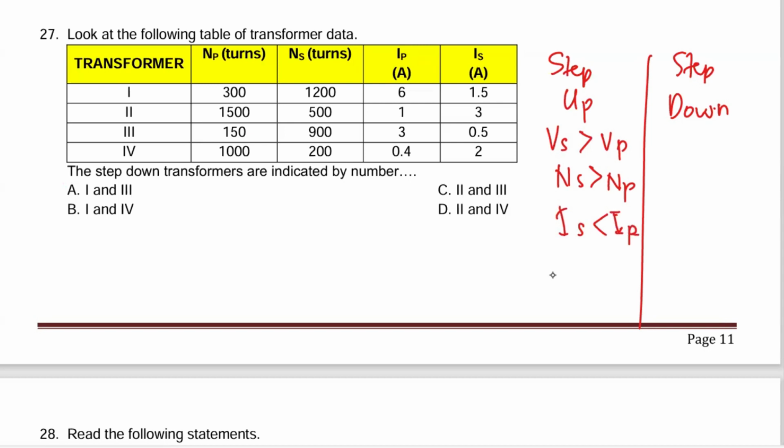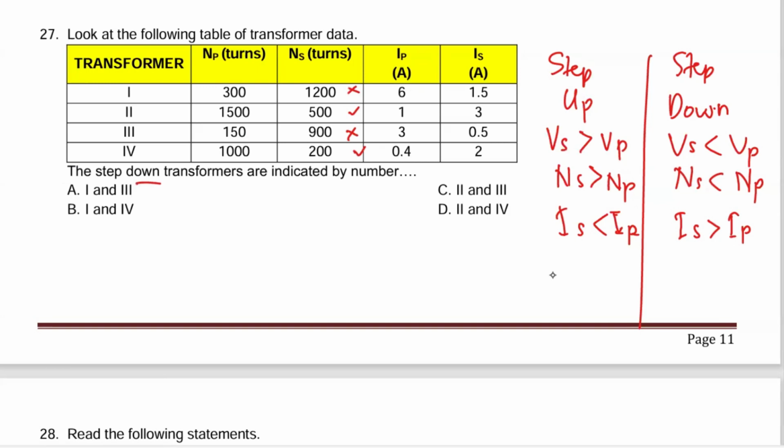And for a step down, it means the output is going to be smaller than the input VP. And so NS is going to be smaller than NP. And for I it is the opposite, so IS is bigger than IP. So we check here based on the number of turns: the one that is step down means that NS is actually smaller than NP. So this one is wrong, this one correct, this one wrong, and this one correct.